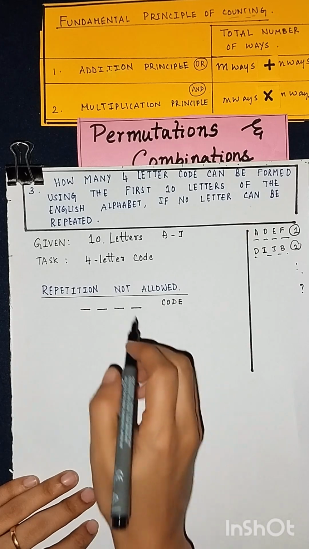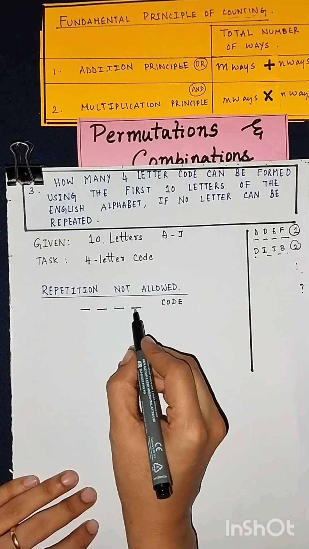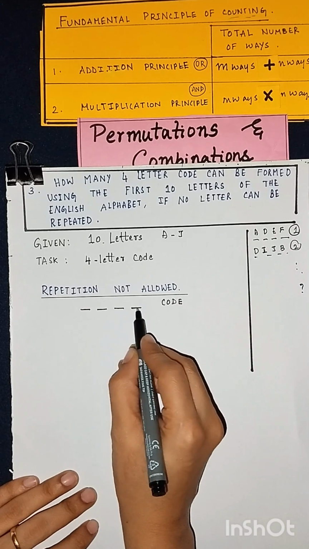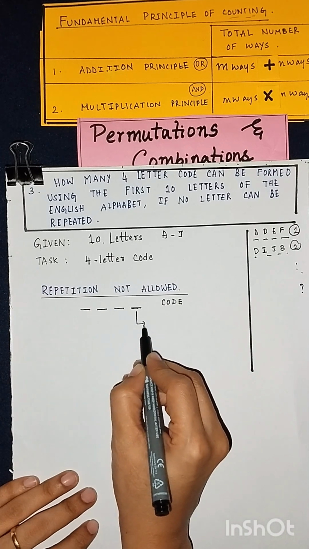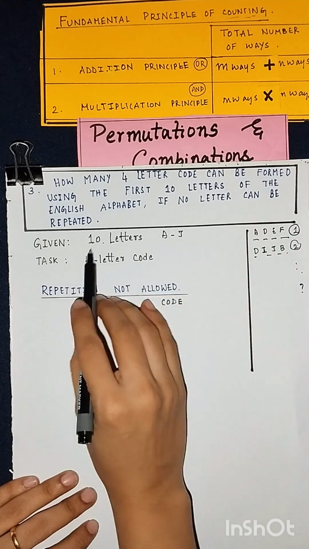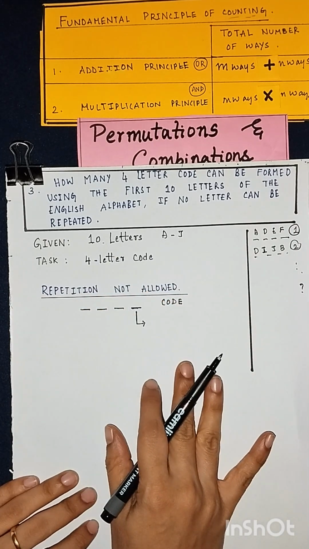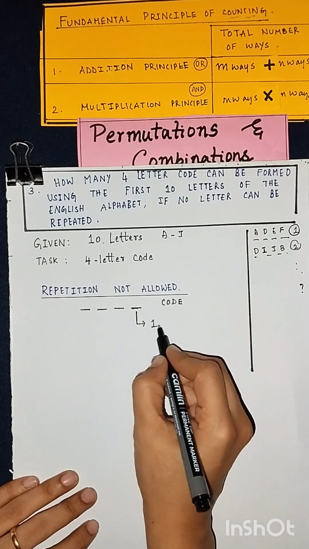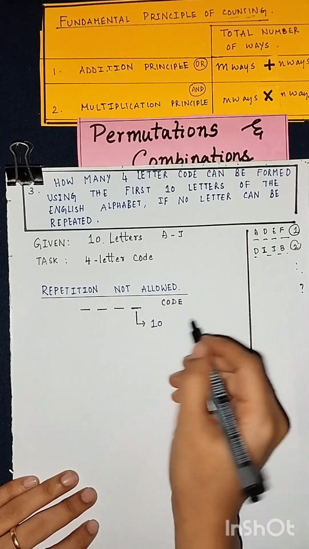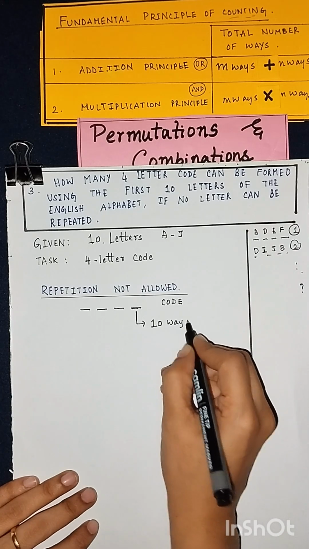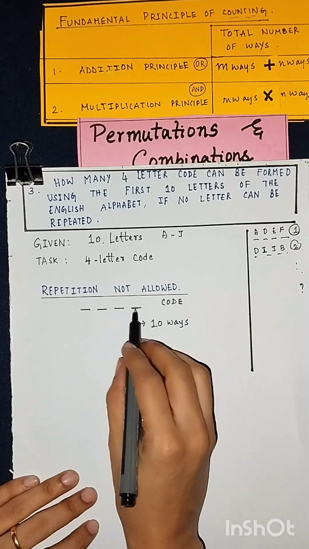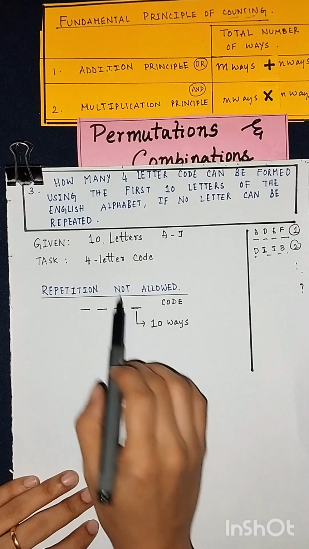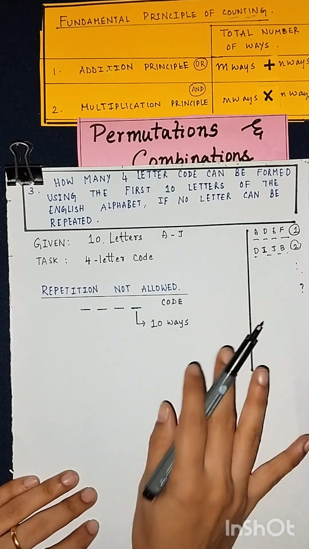Now how many ways are there to fill this position? From A to J, there are 10 letters available. So we can use any of the 10 letters, right? So there are 10 letters. Instead of writing letters, we will write 10 ways. So you can fill this by using any of the 10 letters, 10 ways.